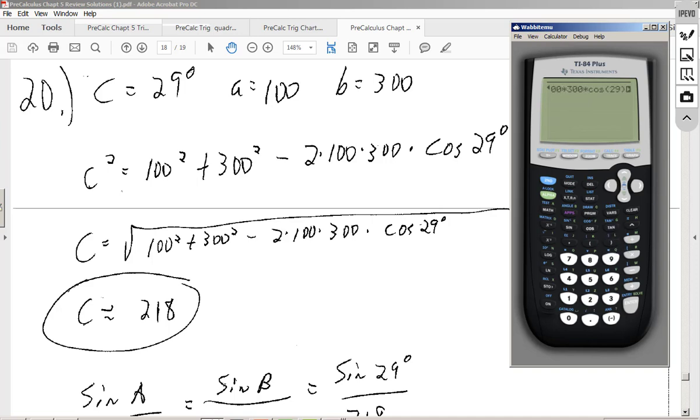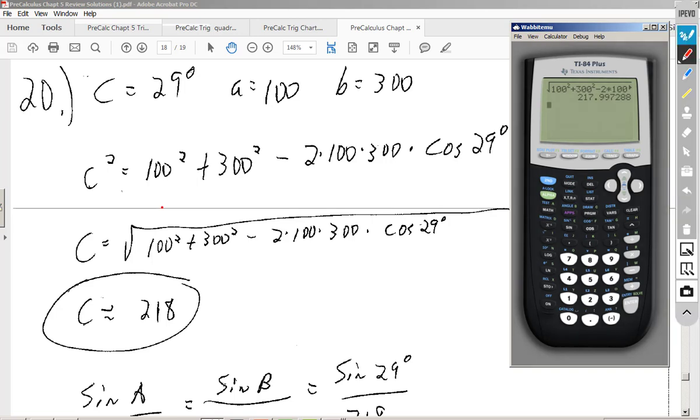Okay, now I forgot to check to make sure that I am in degree mode. I've been using degree mode for the last couple of days, so I'm pretty sure I am. I just checked to make sure that I'm in degree mode. Now that I've done that, I'm going to hit enter, and that comes out to be 217.997. So that is my answer for side C, which is 218.